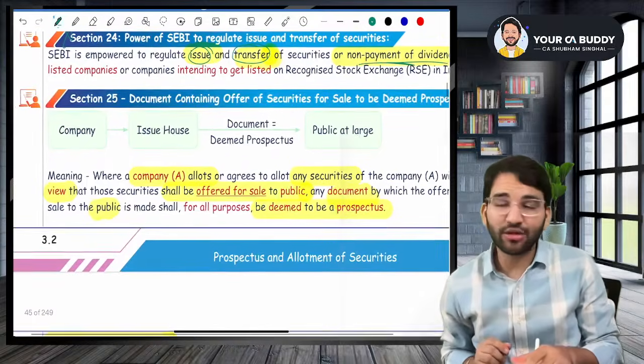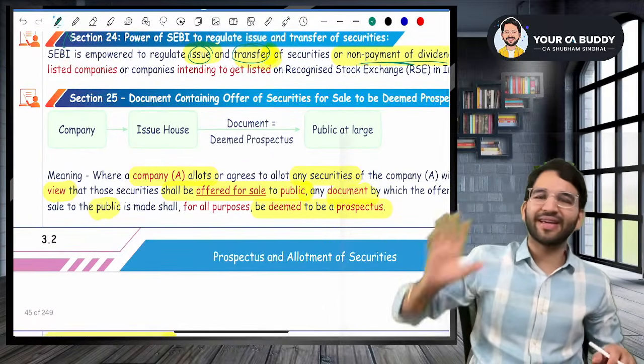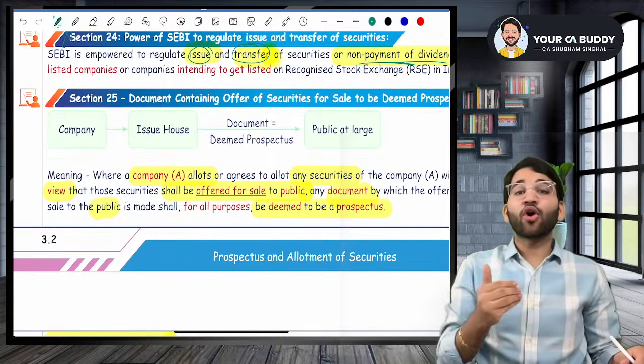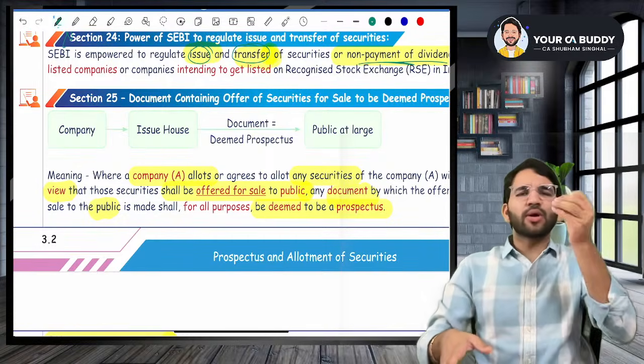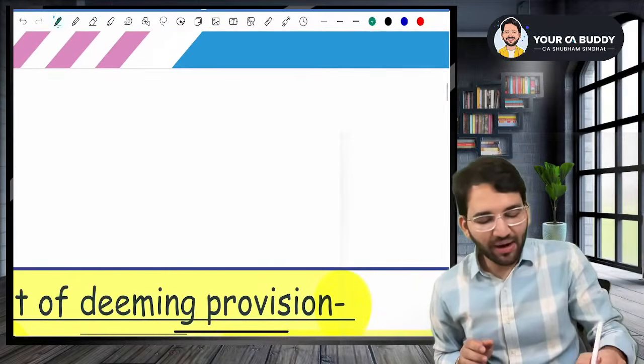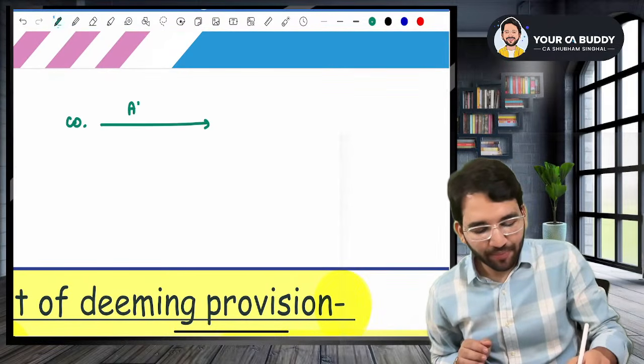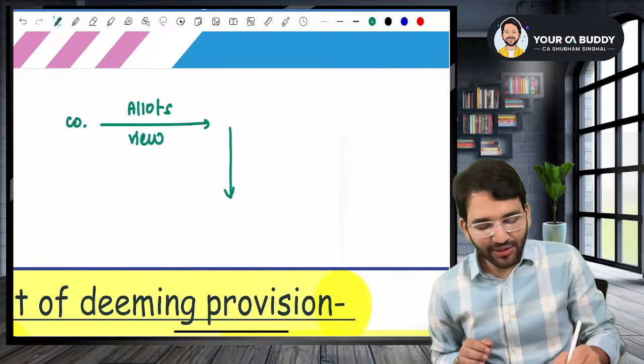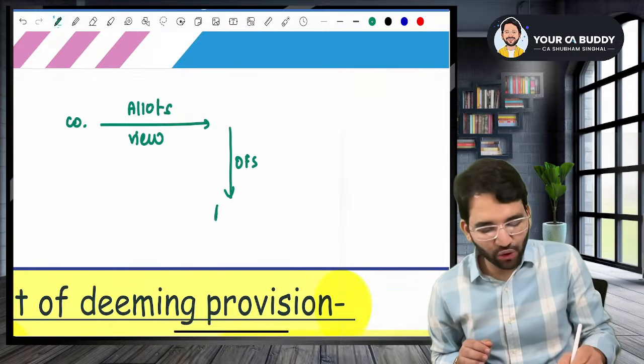Now coming to the next section, which is not even that important but relatively easy, sir. Sir, what is section number 25? Section number 25 talks about deemed prospectus. Sir, what is the provision? It says that if a company allots any shares with an intent that such shares will be offered for sale to public.